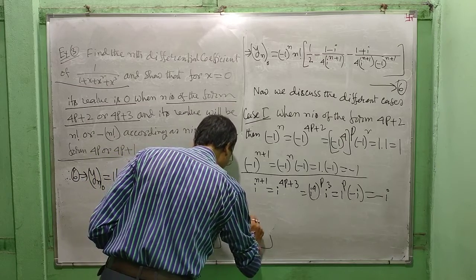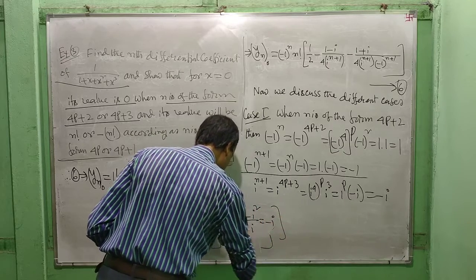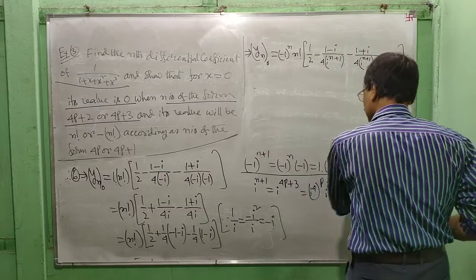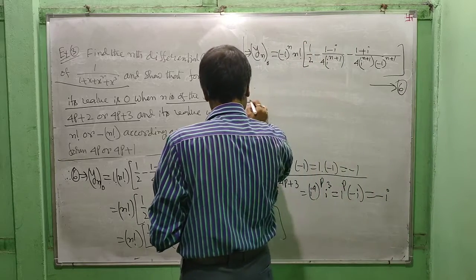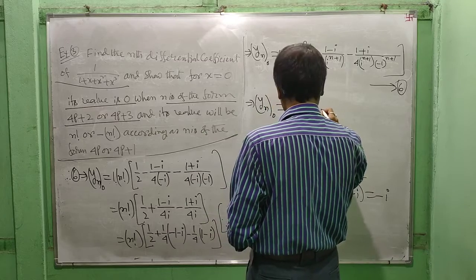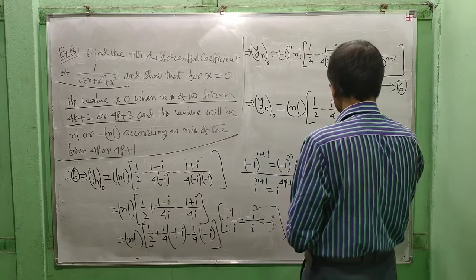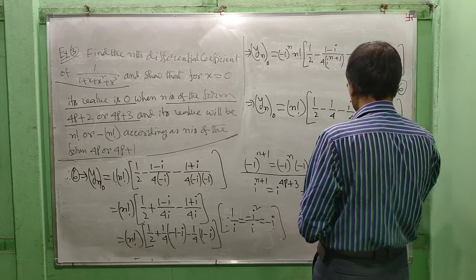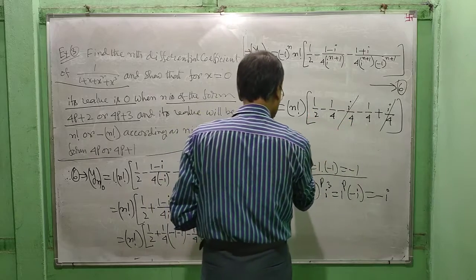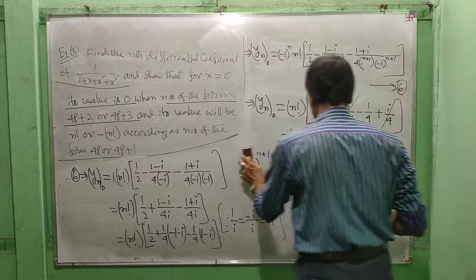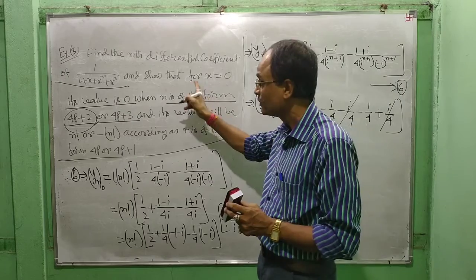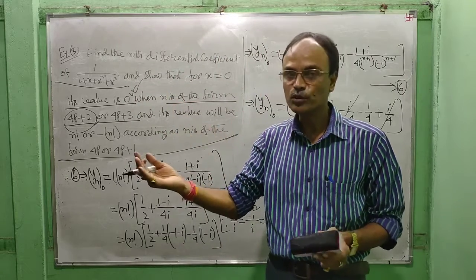Since 1 by i is equal to minus i squared divided by i, this is equal to minus i. Now this means yn(0) is equal to factorial n times [1/2 - 1/4 - i/4 - 1/4 + i/4]. The minus i by 4 and plus i by 4 cancel. Minus 1 by 4 minus 1 by 4 means minus 1 by 2, so 1 by 2 minus 1 by 2 is equal to 0, and factorial n into 0 is equal to 0. Thus, when n is of the form 4p plus 2, we have yn(0) equal to 0. One part has been proved.